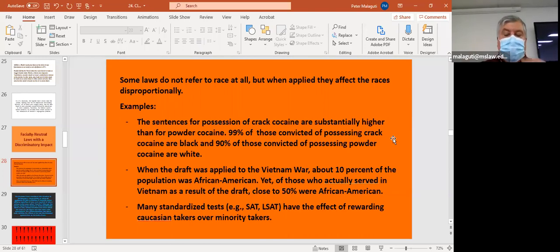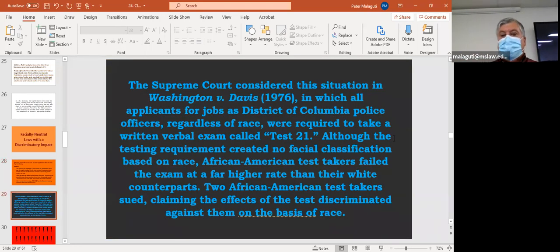So what happens when a law does not facially discriminate, but has a discriminatory impact? The effect of the law discriminates. That's what happened in Washington versus Davis. They have their version of the civil service test, which is Test 21.